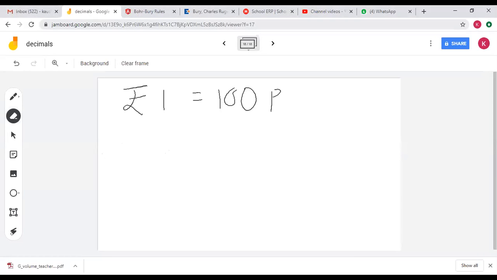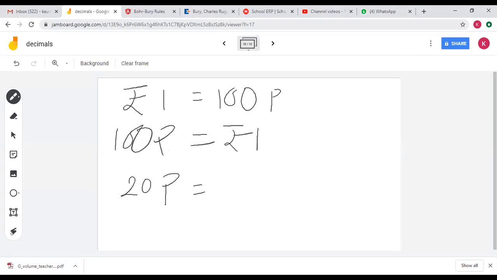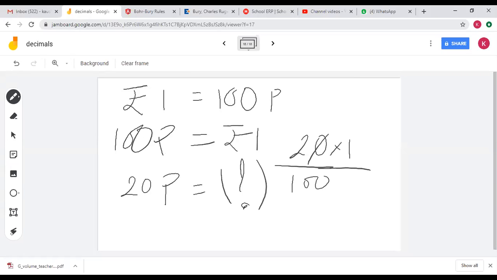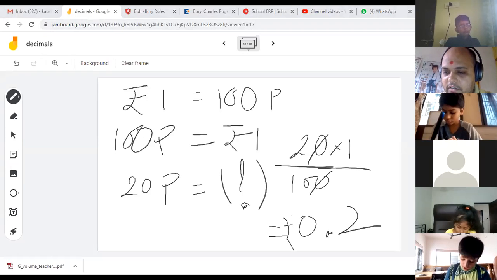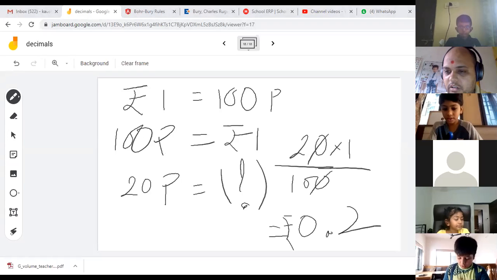Okay, let's see one more easy example. So I can say that 100 paise is equal to rupees 1. So 20 paise is equal to how many rupees? What can I do? 20 upon 100. Yes, 20 multiplied by 1 upon 100. So what do we get as the answer? 0.2. So 20 paise is equal to 0.2 rupees. Everyone, this is easy. Did everyone get it?